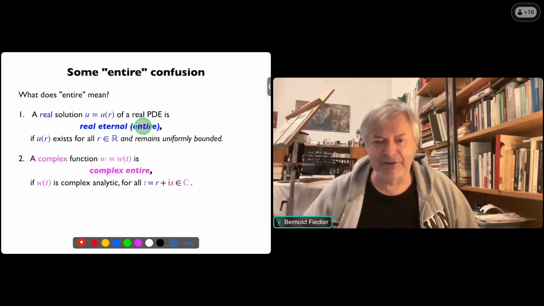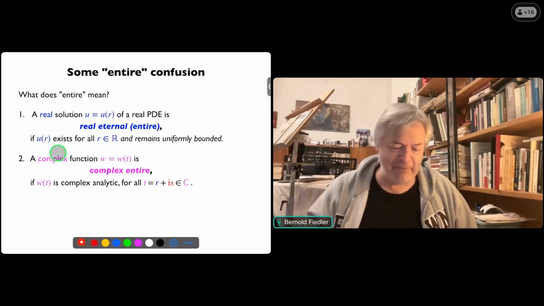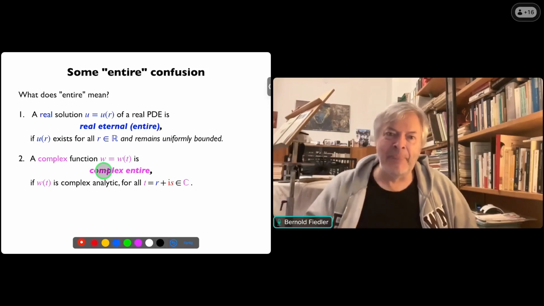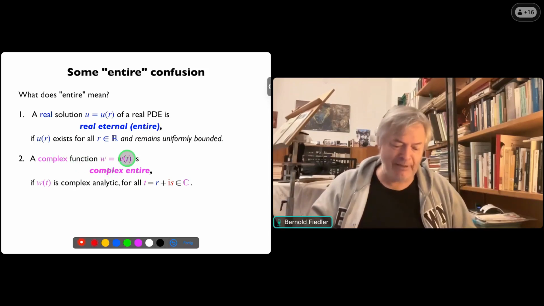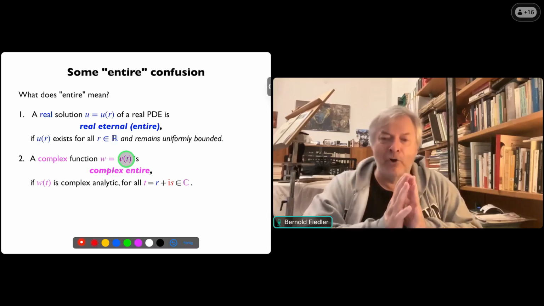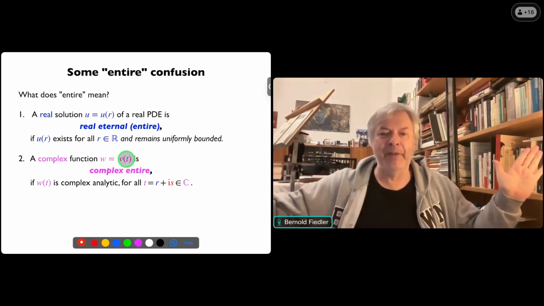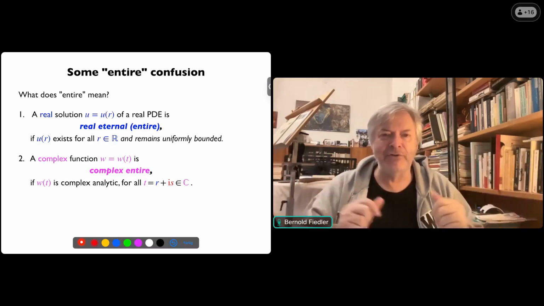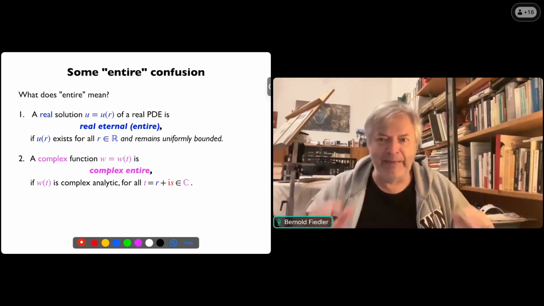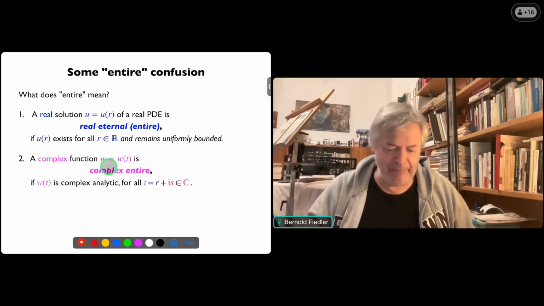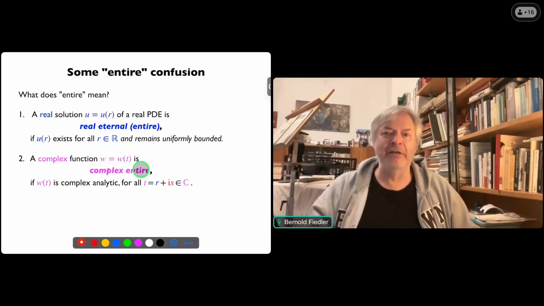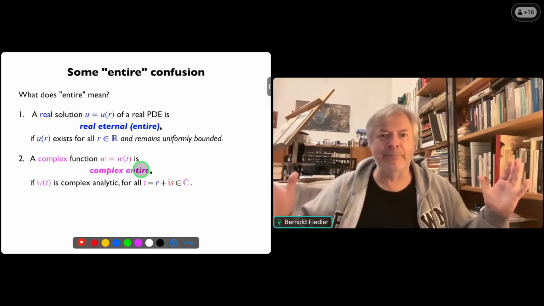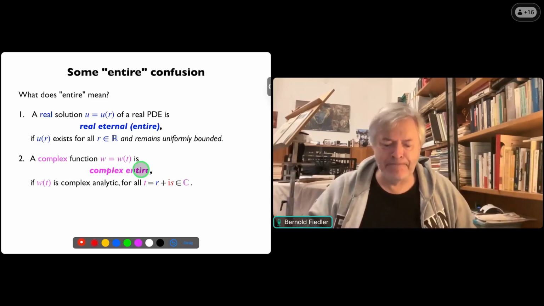Unfortunately, some people call such solutions entire in PDE. Let me not do this today because I want to reserve the word entire for complex entire functions. For complex functions, which are complex globally in the complex plane. No poles, no singularities, no bounded domains of definitions, and so on. Okay, so a complex entire function is a globally convergent power series.